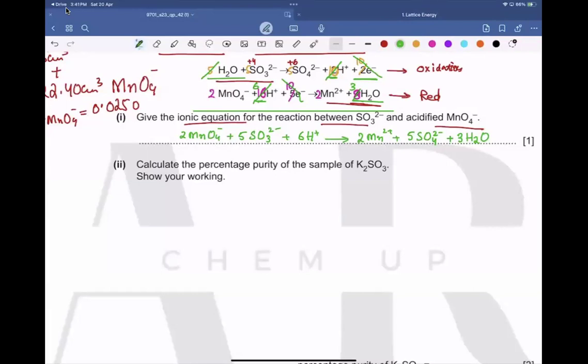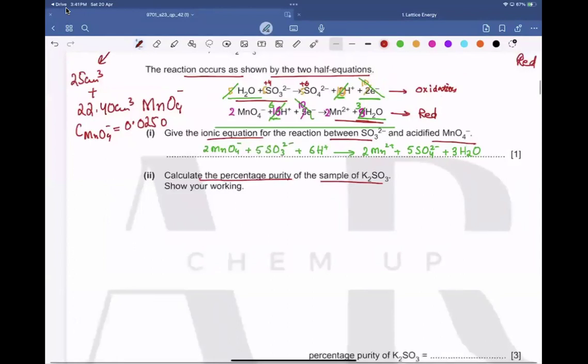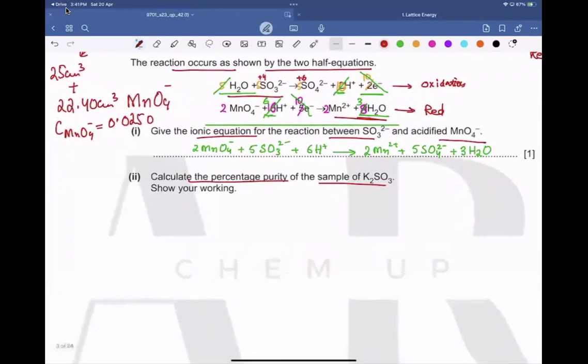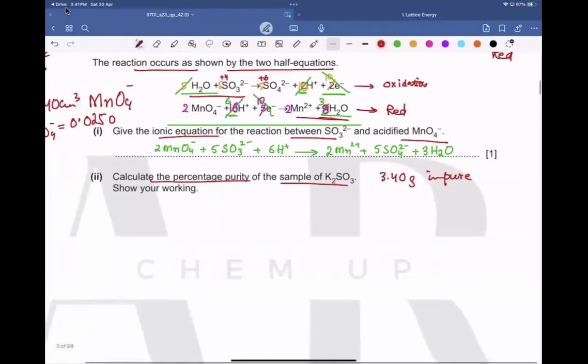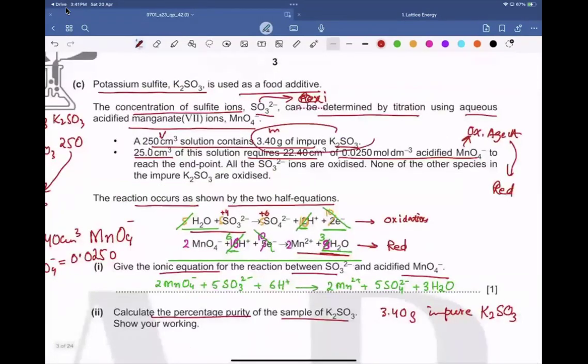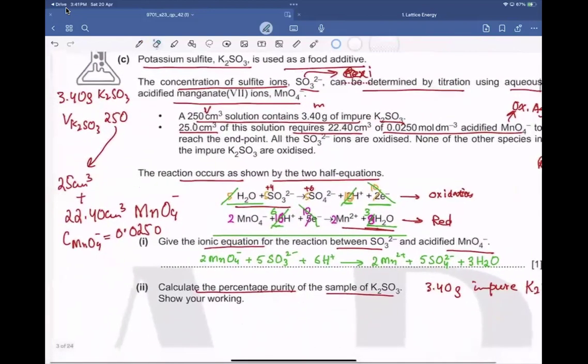Okay, sorry. Now, what they are asking you to calculate is the percentage purity of the sample of potassium sulfite. Show your working. They have already told you that it's 3.40 gram and that it is impure, right? So we have to find how much of this 3.40 gram of impure potassium sulfite is pure. How much mass is pure? That's what they have given you over here if you read. So we just made this scheme to show how the reaction is taking place.